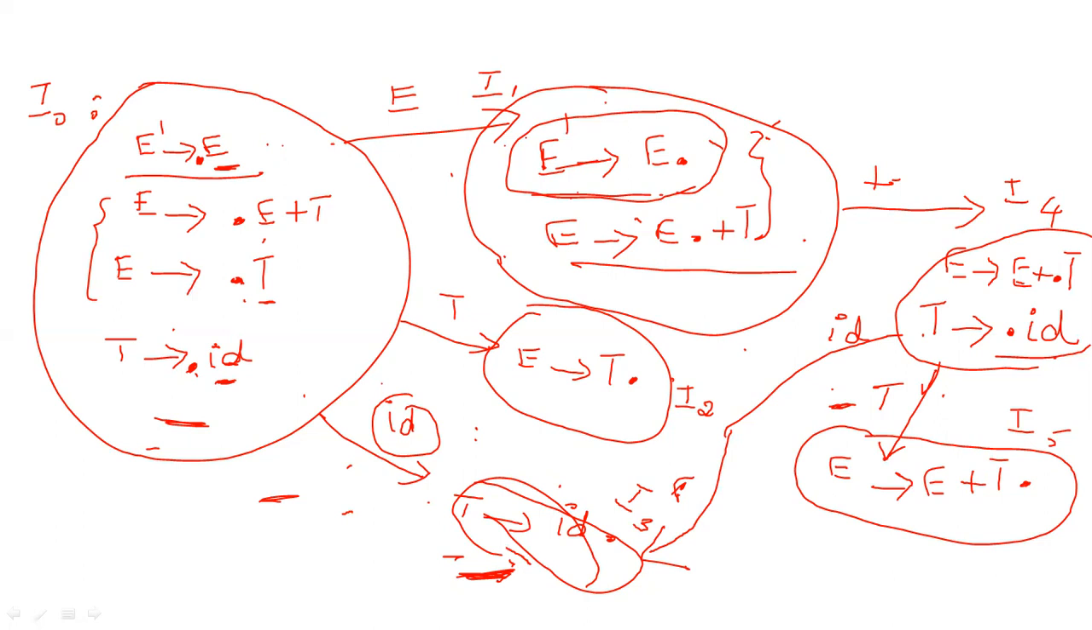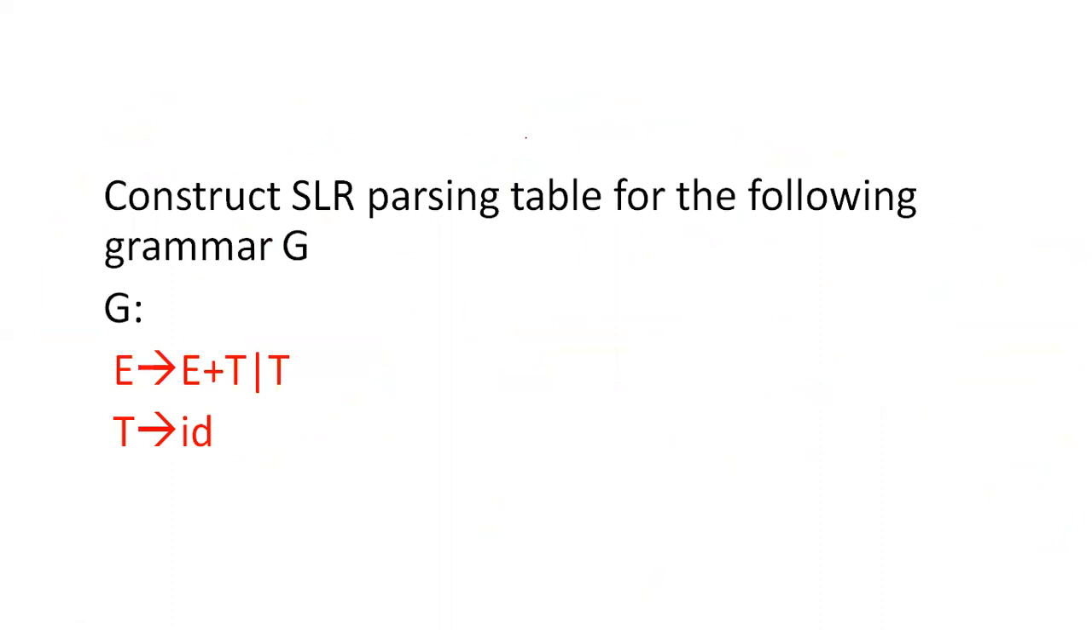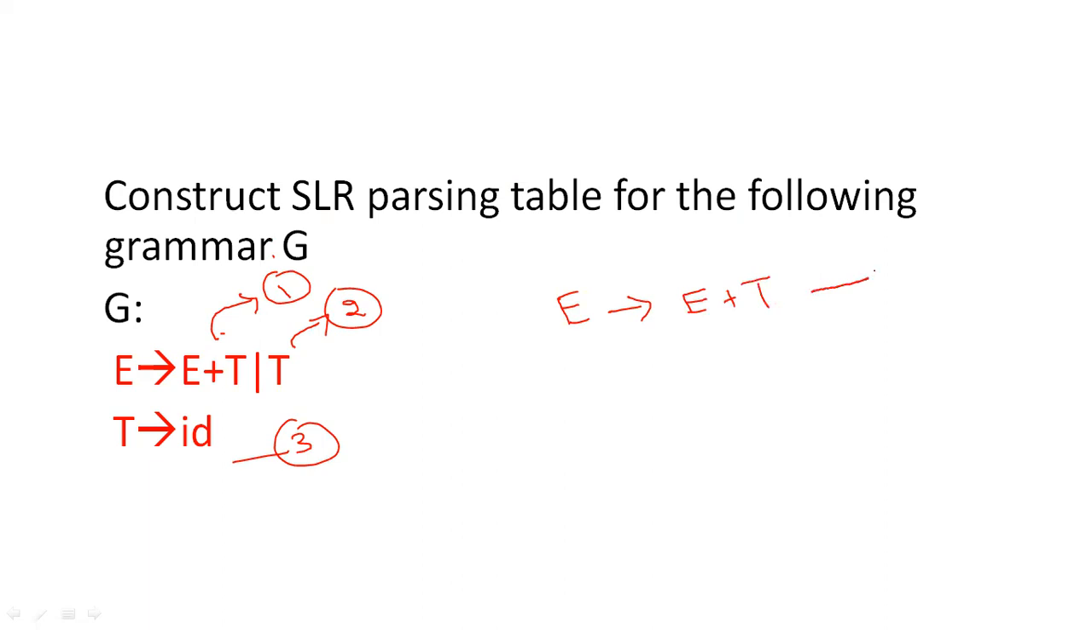See, what are the productions given? There are three productions in the given grammar, right? This is the given grammar. So in the given grammar, let us number it. So this is the first production, this is the second production, and this is the third production. Let us write it separately. E implies E plus T. This is production number 1. And E implies T. This is production number 2. And T implies ID. This is production number 3.